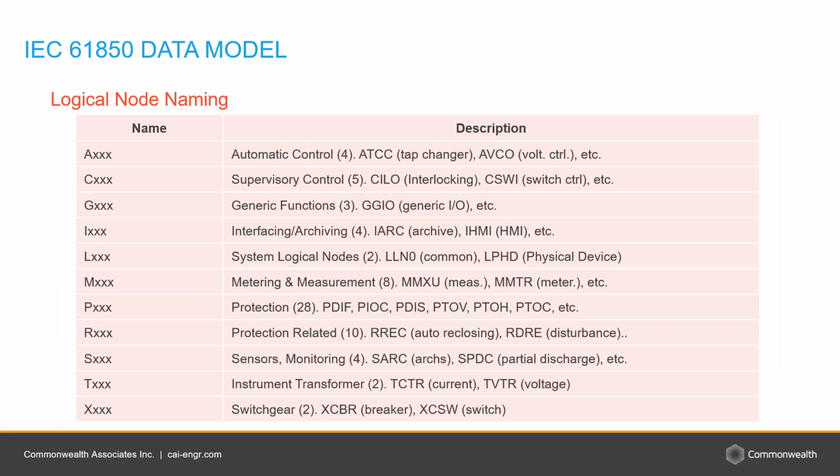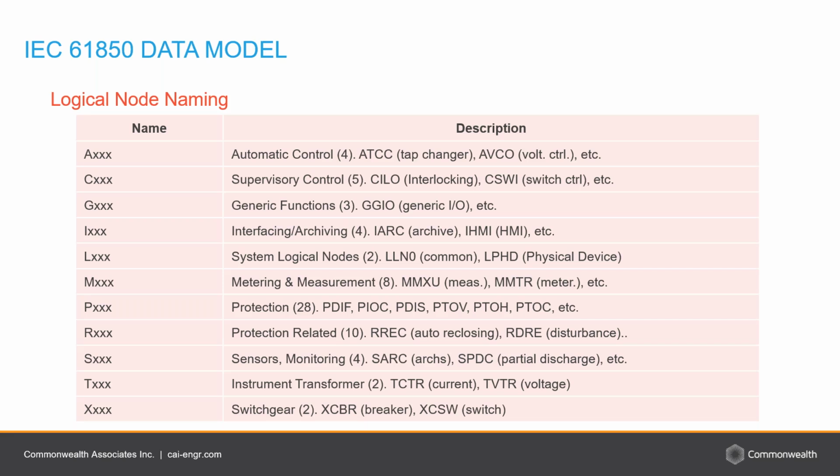Now, here are some examples of the naming conventions for logical nodes. As mentioned in my last slide, a logical node would be a named grouping of data and associated services that is logically related to some power system functions. Like, for example, there can be a logical node for representing the metering and voltage measurement data from a transformer. So in that case, since it's measurement related data, the name of that logical node will start with the letter M for metering and measurement.